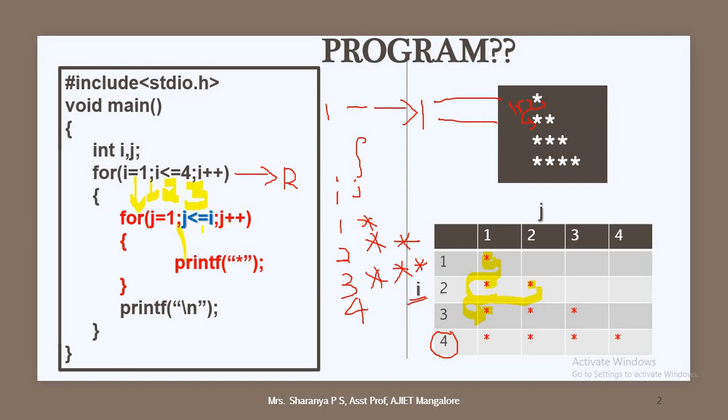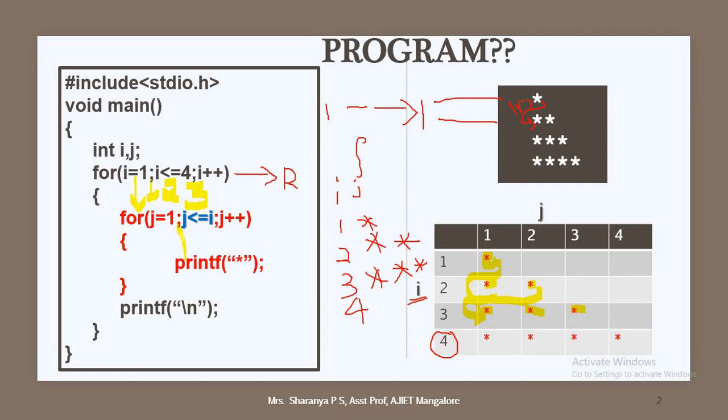j will be 2 now. 2 is less than or equal to 3. Yes, the condition is true. That's why the next star is printed. Once again j is incremented. Now the j value will be 3. 3 is less than or equal to 3. The condition is true, so the third star is printed onto the output screen.